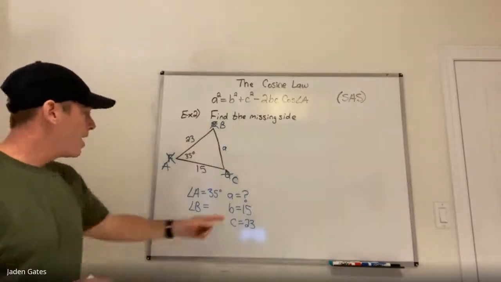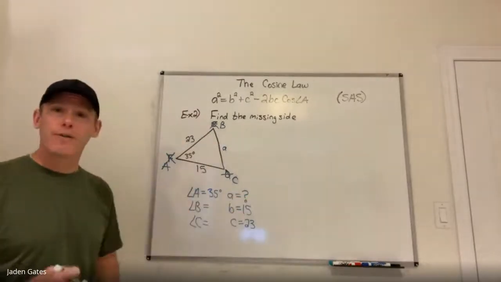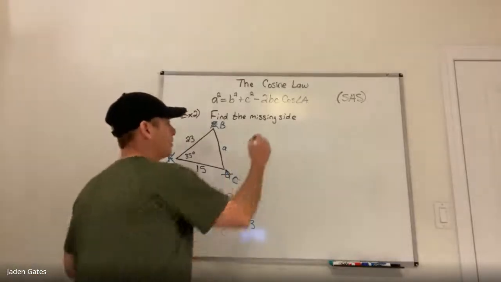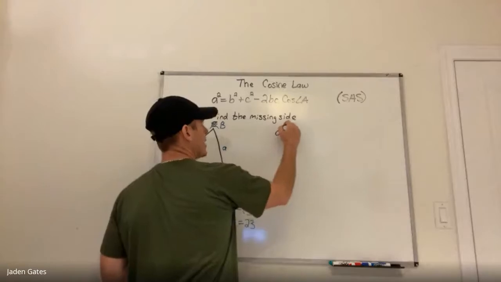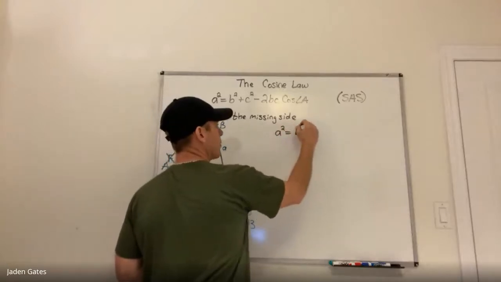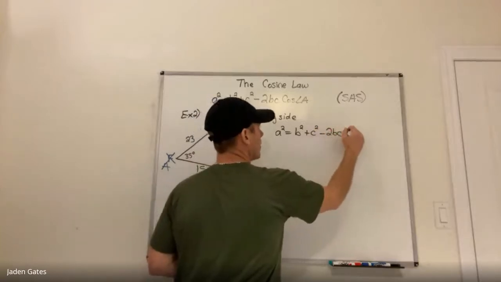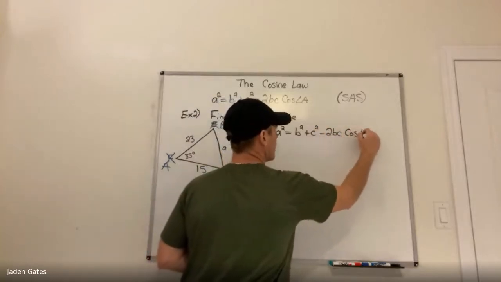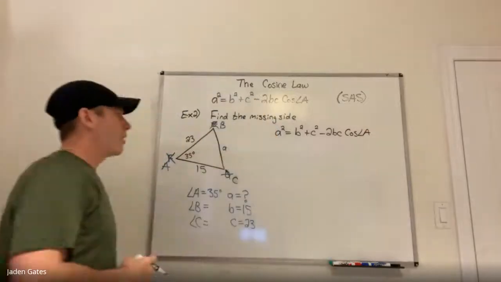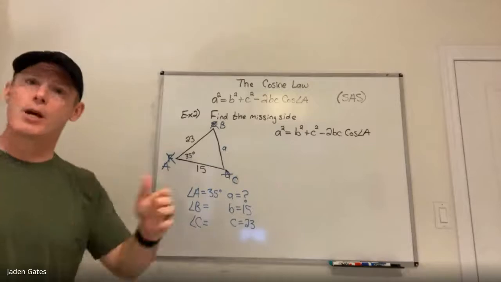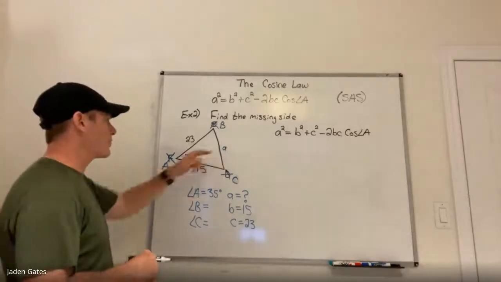my diagram. I made it that we're going to find side A because now I don't have to rearrange my formula. Right? I have my formula, which is A squared is equal to B squared plus C squared minus 2BC, the cosine of angle A. All right, so once again, I'm going to substitute in my numbers, follow BEDMAS, and then get my side A here, which is the missing side.